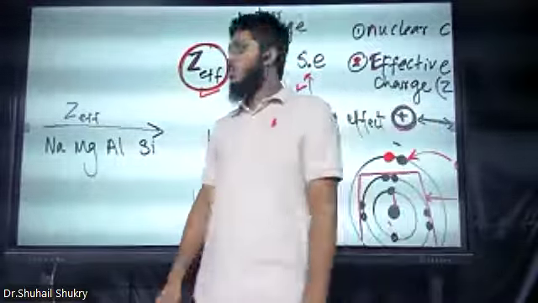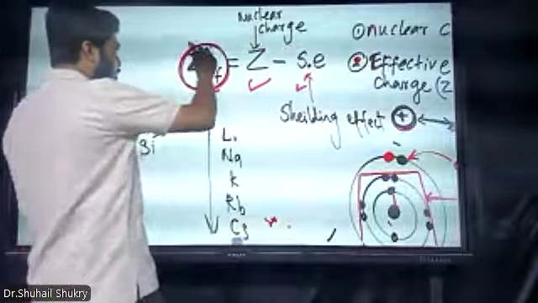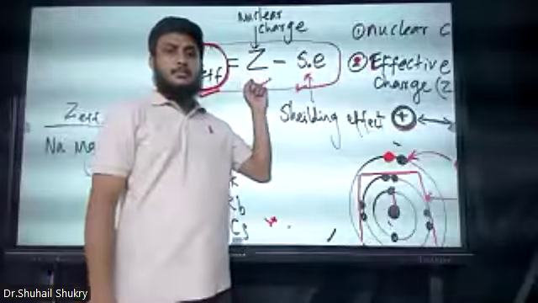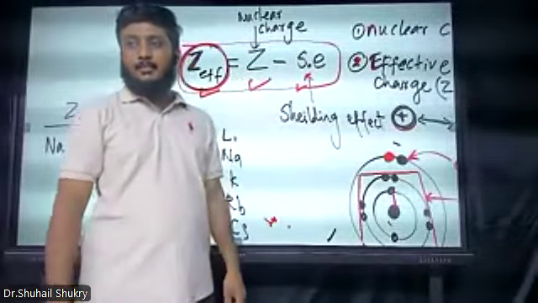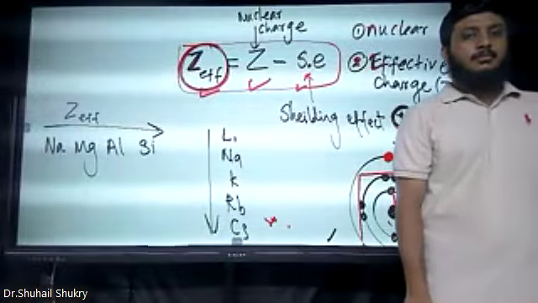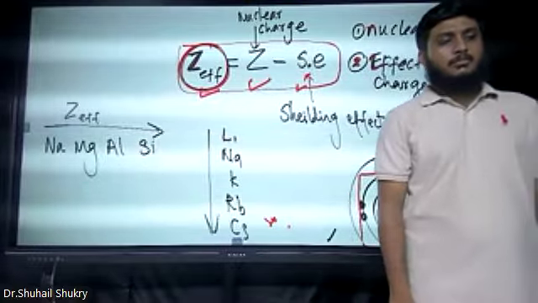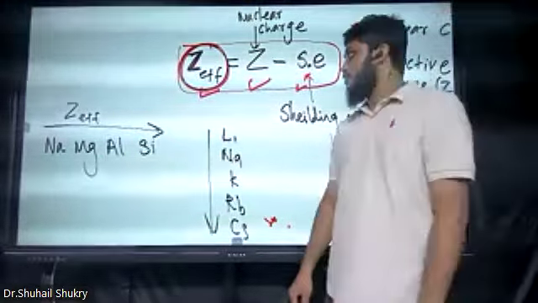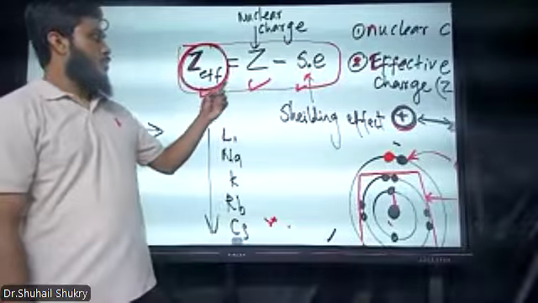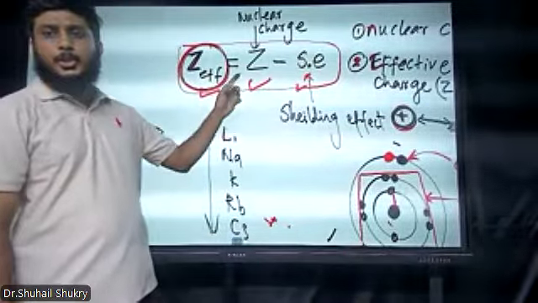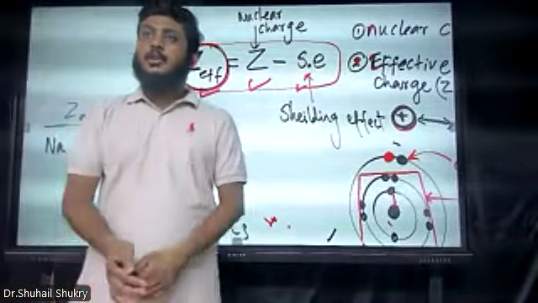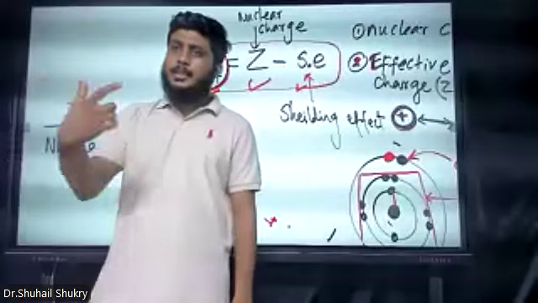Now let's check. Whenever you want to check, you have to argue with this formula. What is this? Z is the nuclear charge. What will happen to the nuclear charge when you are going from left to right? The nuclear charge will increase.